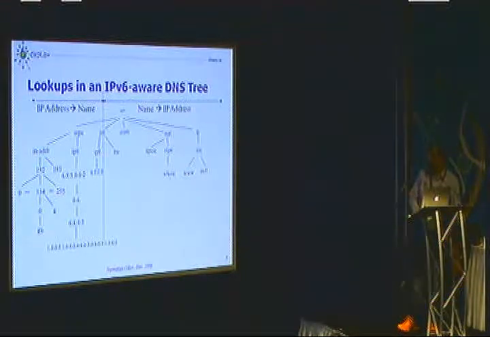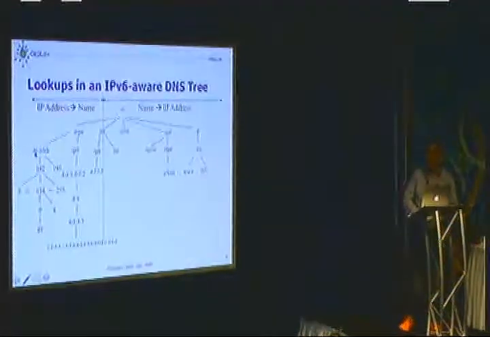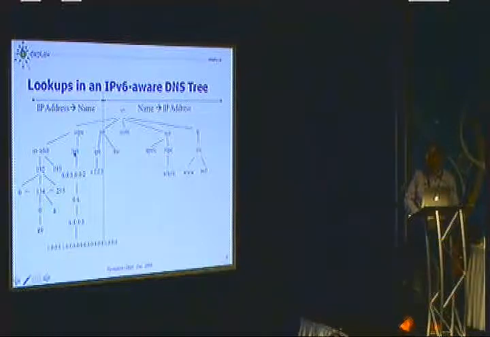So in this case, we can see we have the root and the top-level domains. One of the top-level domains is .ARPA. And in .ARPA, we have different trees. The one that we are interested in right now is in-addr and IP6. Under IP6, there are all the IPv6 addresses. Under in-addr, there are the IPv4 addresses.